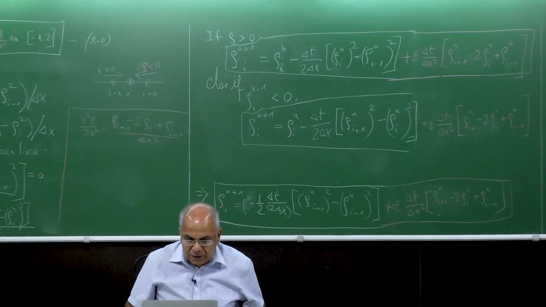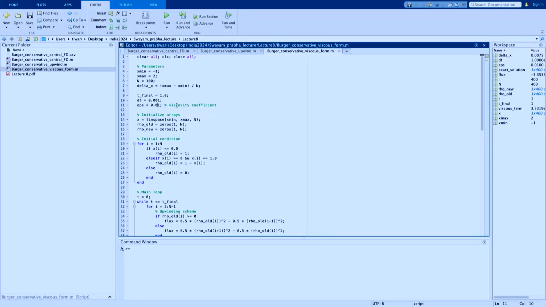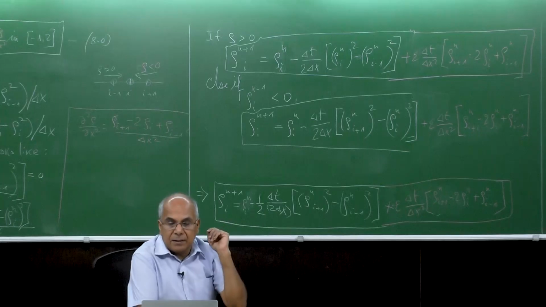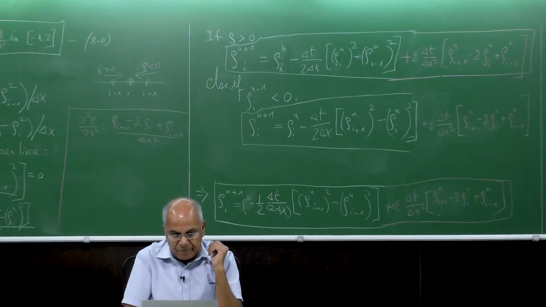Now let us decrease our viscosity. It was very smearing because our viscosity was too large. Now I make the viscosity smaller, and also instead of 400 points I take only 100 points, so our simulation runs faster. Even for the 10 times smaller viscosity, with the upwind approach we are getting a stable solution.